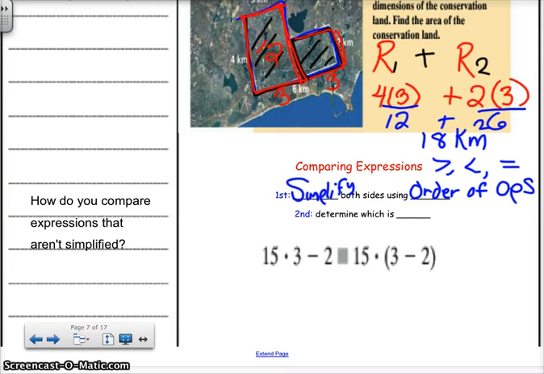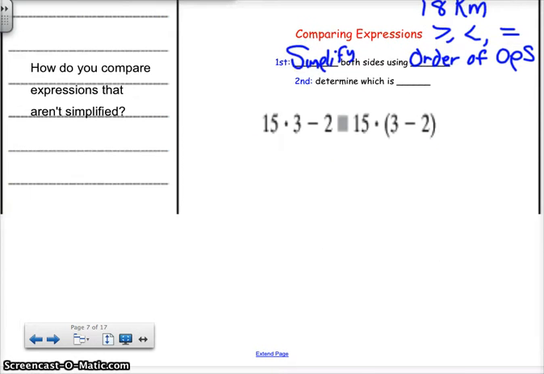And then, of course, if you're comparing, you want to know which one is bigger. Almost done. So I usually work on one side and then the other side. So I'm going to work on this left side. I see I need to multiply first. 15 times 3 is 45. Minus 2 is what? 43. Okay, now I'm going to move to my next one.